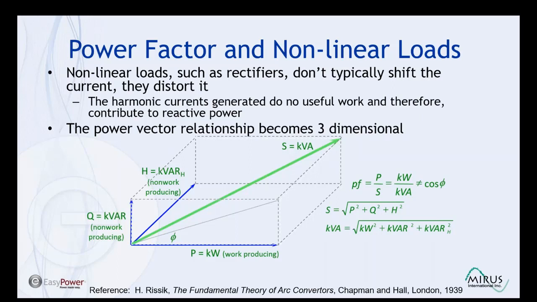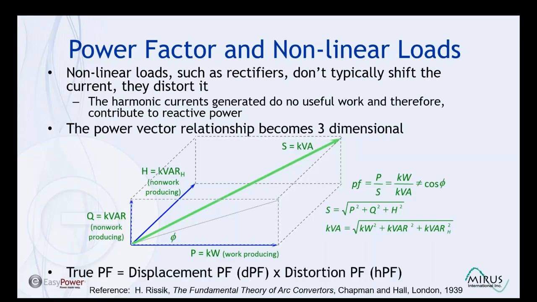Power factor is still equal to real power divided by apparent power, but it no longer equals cos theta. Apparent power now has three components: real power squared, inductive or capacitive reactance squared, and distortion reactance squared. True power factor is then equal to the displacement power factor times the distortion power factor.